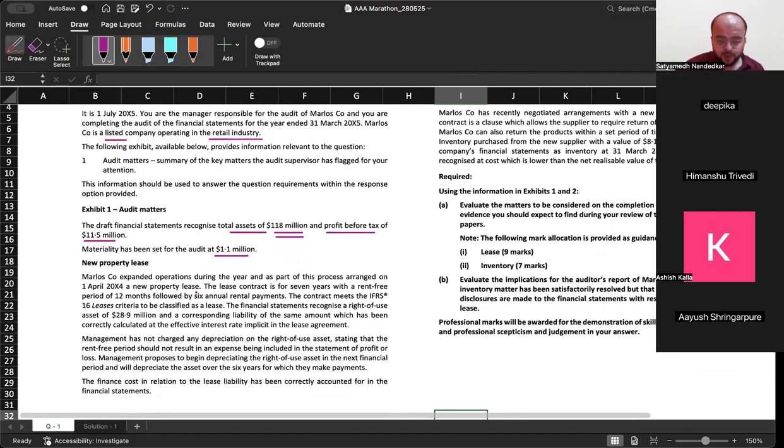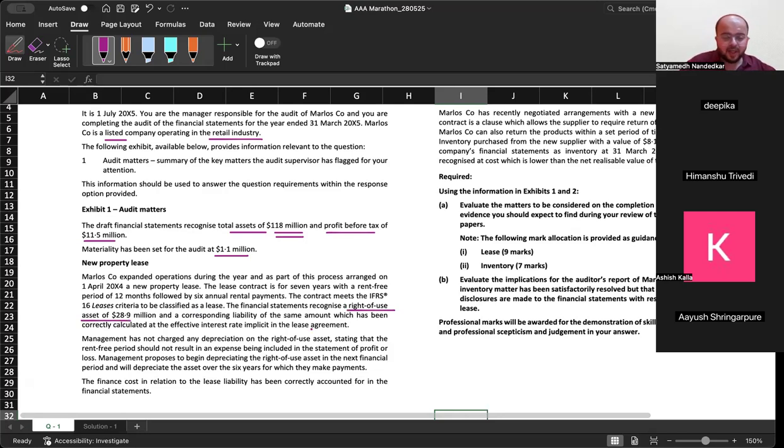Marlowe's company expanded operations during the year and as a part of this process arranged on 1st of April 2004 a new property lease. The lease contract is for 7 years with a rent-free period of 12 months followed by 6 annual rental payments. The contract meets the IFRS 16 leases criteria to be classified as a lease. The financial statements recognize a right of use asset of 28.9 million and a corresponding liability of the same amount, which has been correctly calculated at the effective interest rate implicit in the lease arrangement. ठीक है, आपका right of use asset कितना है?